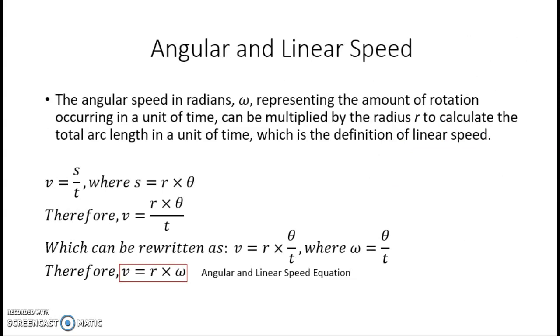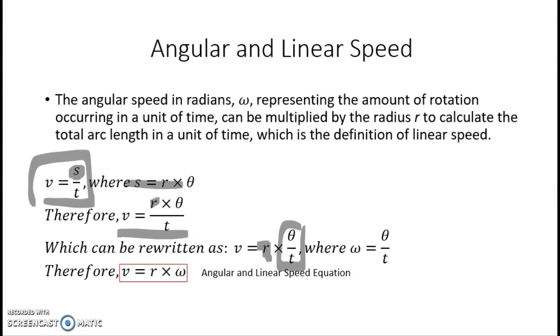Now, angular and linear speed. So angular speed in radians, or omega, representing the amount of rotation occurring in a unit of time, can be multiplied by the radius r to calculate the total arc length in a unit of time, which is the definition of linear speed. So you can start off with linear, and then use what you know for s, which is r times theta. Replace that s with r times theta like they've done here, and then move r down, and then look at this right here, theta over time. That's the same thing as omega. So you can put linear and angular speed together to get linear speed is equal to the radius times the angular speed, or v is equal to r times omega.